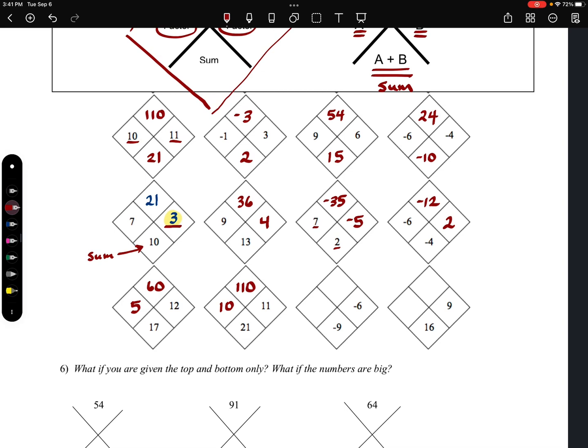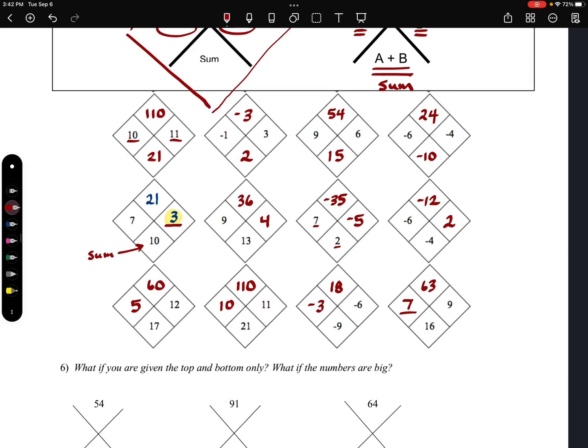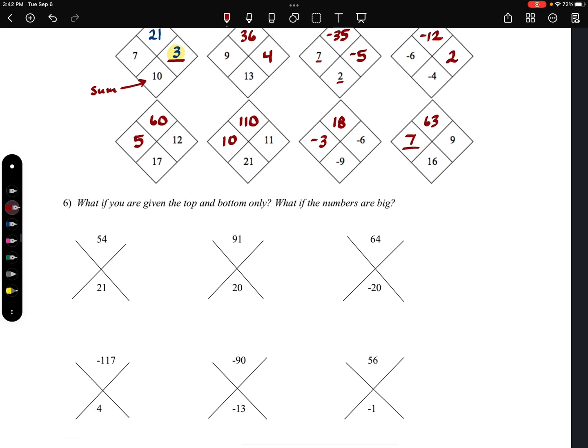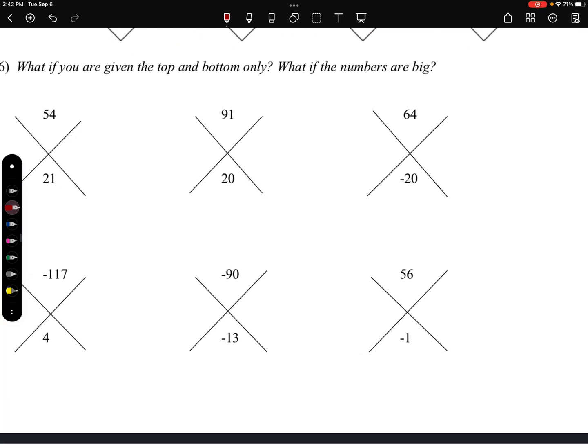Now we have blank plus -6 equals -9. Well, the only way to get more negatives, we'd have to add a negative there. -3 plus -6 is -9. -3 times -6 is +18. And then we've got blank plus 9 is 16, so we're going to look for 7, and 9 times 7 is 63. If you have any questions, please make sure you mark them down and ask in class.